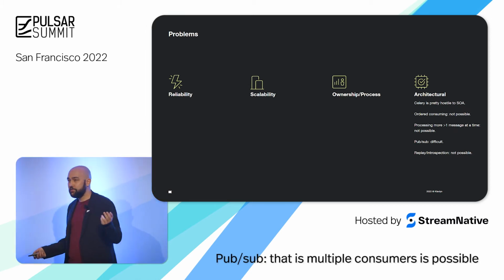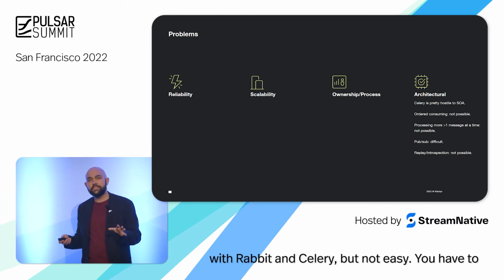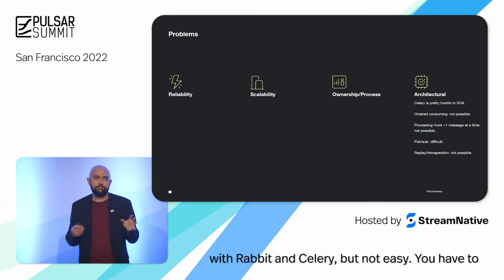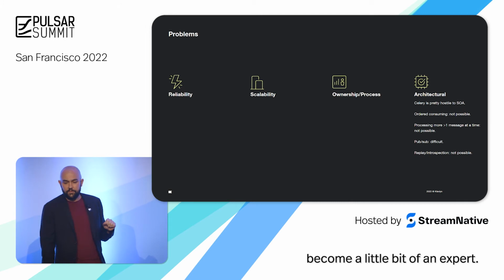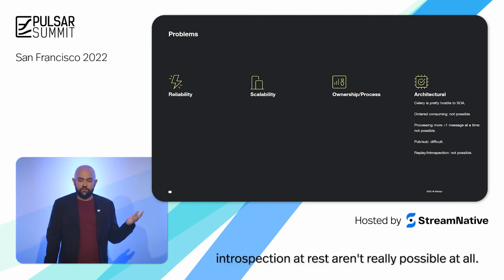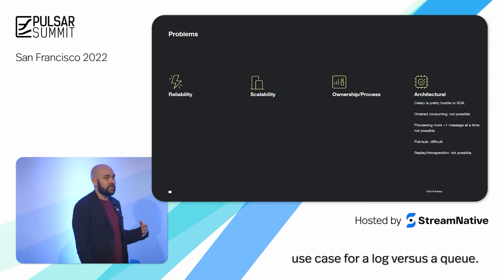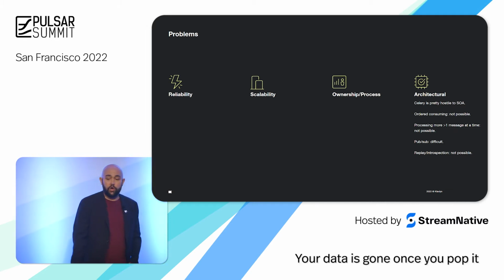PubSub, that is multiple consumers, is possible with Rabbit and Celery, but not easy. You have to become a little bit of an expert. Replay and queue introspection at rest aren't really possible at all. This is the standard use case for a log versus a queue. Your data's gone once you pop it.